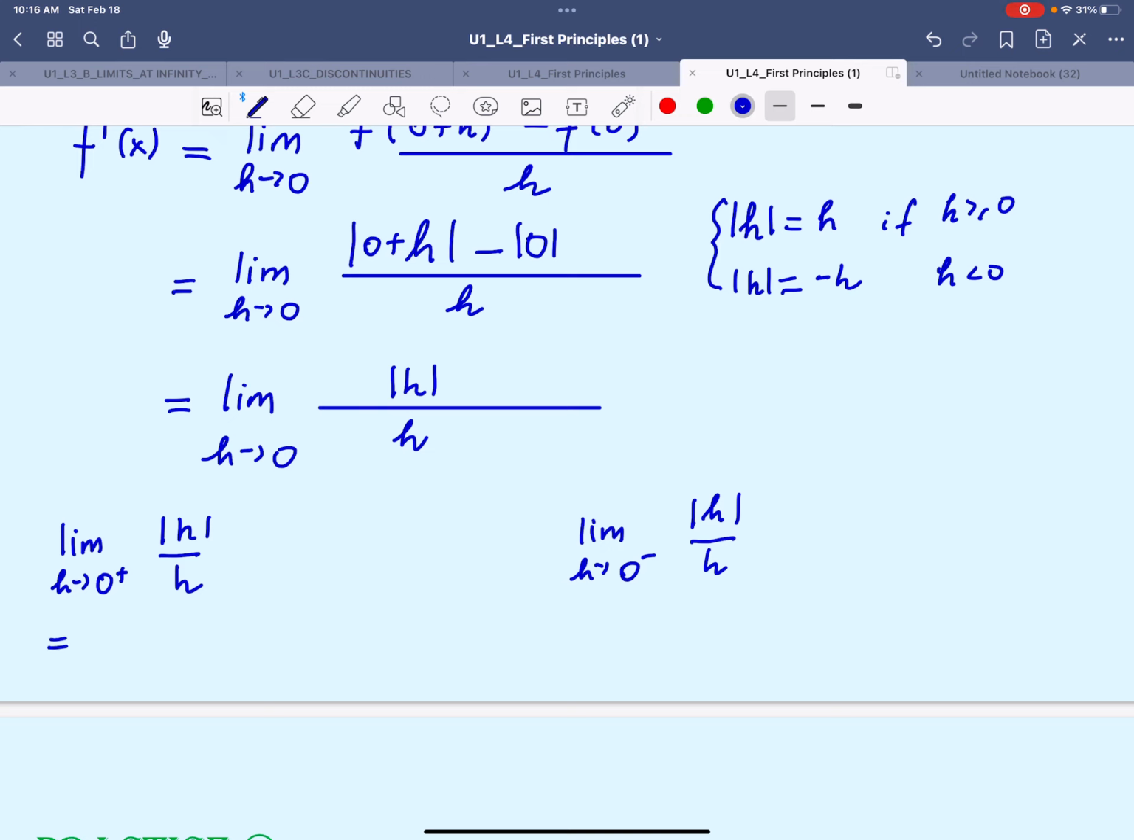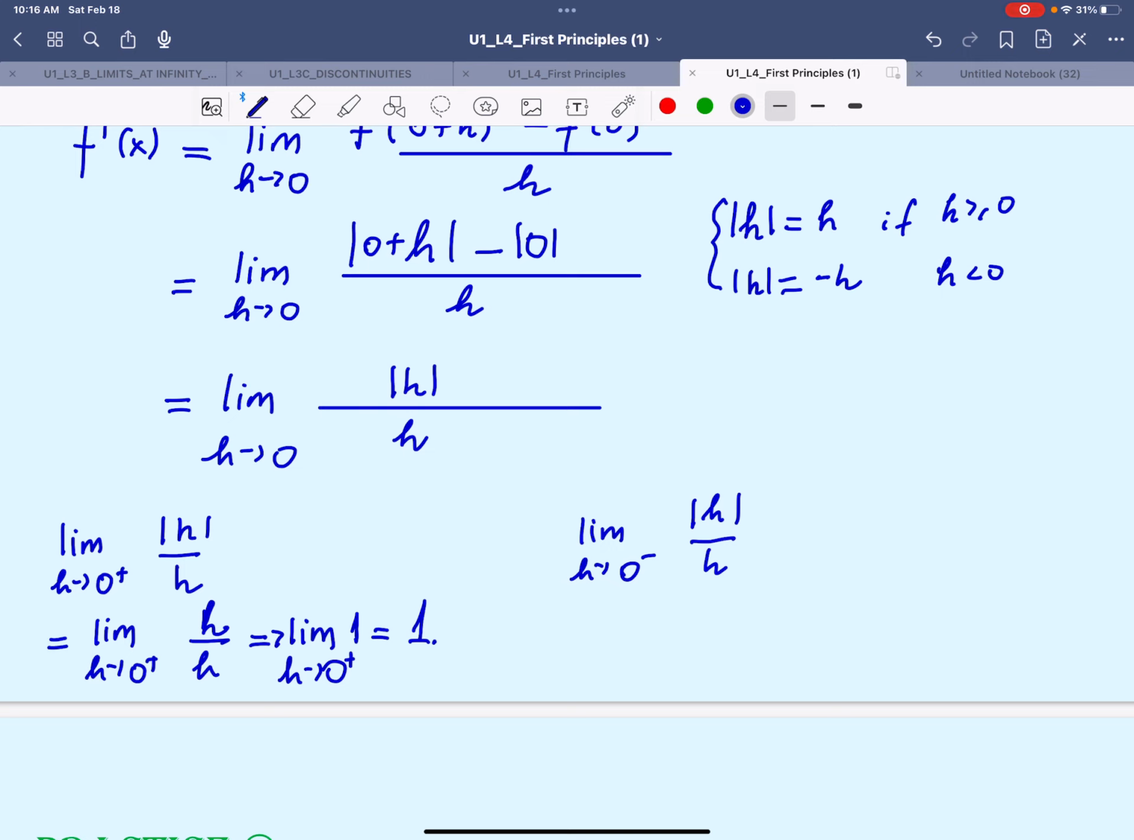Now, remember that if h is approaching 0 plus, it means that h is bigger than 0, which means that the absolute value of h would equal itself. So therefore, we'll have here the limit as h approaches 0 plus of h divided by h. Now, h divided by h simplifies to 1, and that would be the limit as h approaches 0 of number 1. And as you can see, number 1 is not dependent on h. I'm going to add the 0 plus in here. It won't make much of a difference because we have the limit of a constant which equals 1.